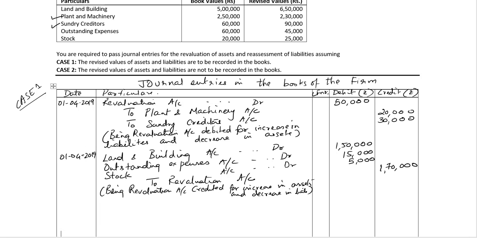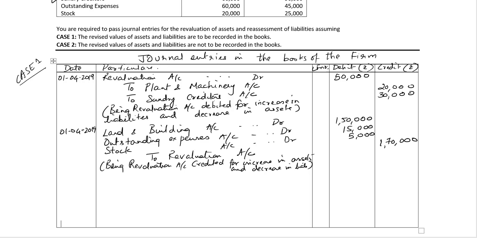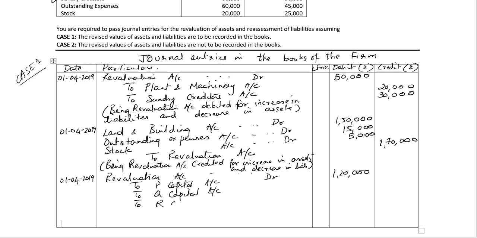So we will transfer the gain on revaluation to the partners' capital accounts in their profit sharing ratio. So the journal entry for that, 1/4/2019, revaluation account debit, the amount of the gain 1,20,000 rupees to P capital account, to Q capital account, to R capital account.